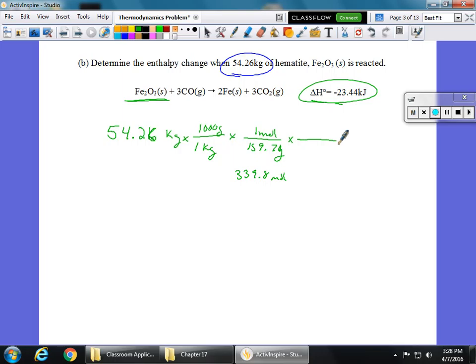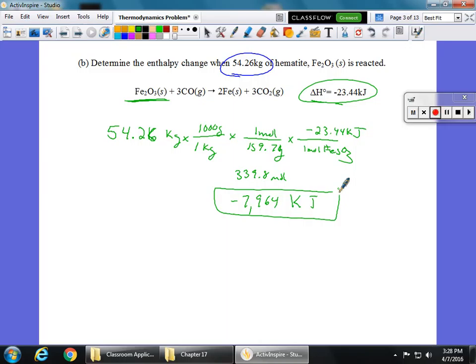Or we could keep going through here and saying, okay, every 1 mole of iron oxide, for my balanced equation, that's what's in here. Every 1 mole is going to give me 23.44 kilojoules released. If you multiply that all the way out, you get negative 7964. So that's the amount of energy that's going to be released when this happens.